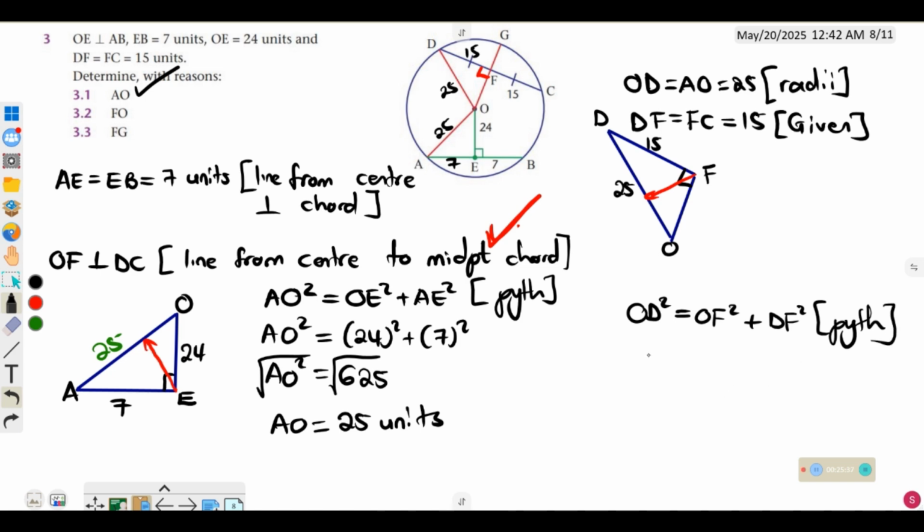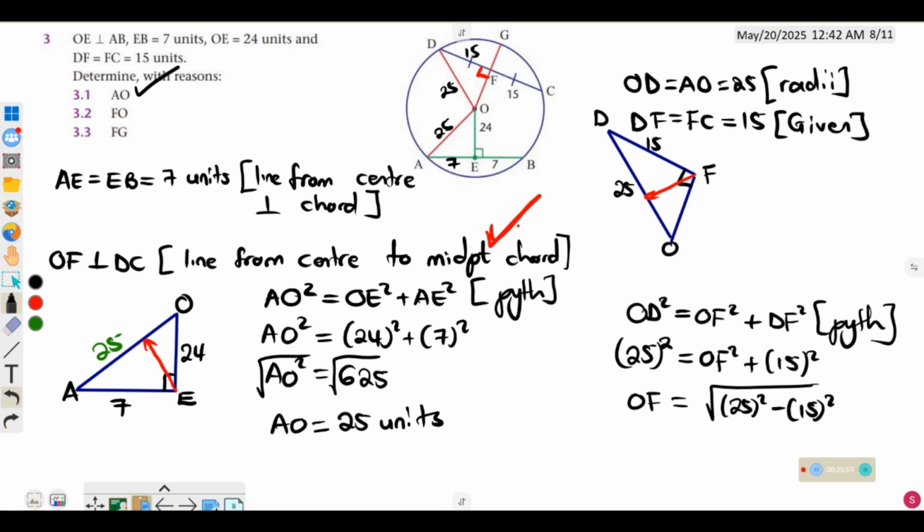Why? Because I'm using the Pythagoras theorem. And then what else now? OD, I do have OD. OD is 25. So that's 25 squared, which is equal to OF squared plus DF squared, which is 15 squared. Then we try to expand that, but in the end you are going to end up with OF, which is equal to the square root of 25 squared minus 15 squared. You can do it step by step, but you should pretty much get it now, which is 20. So OF is equal to 20 units.